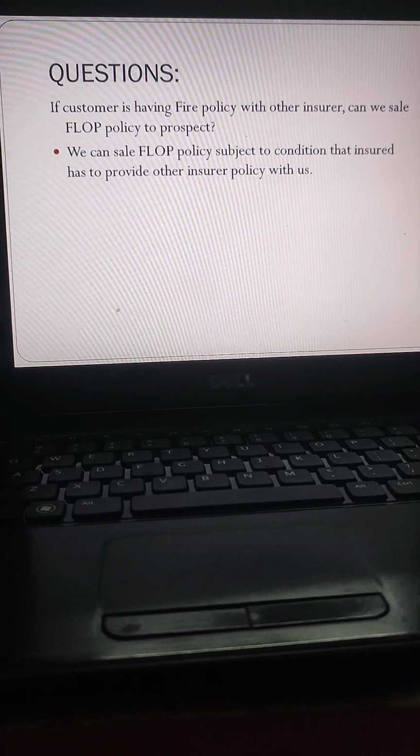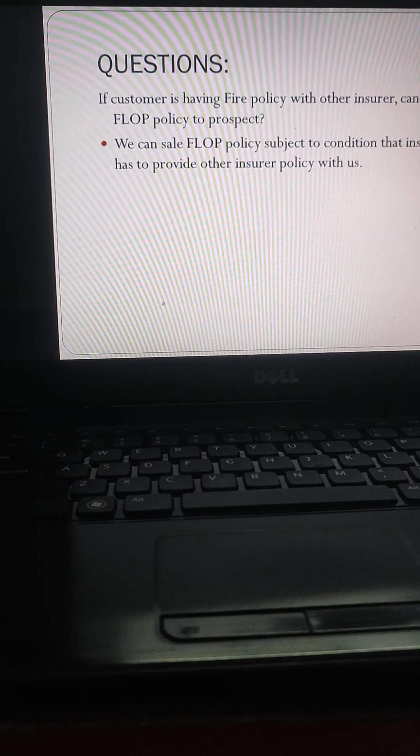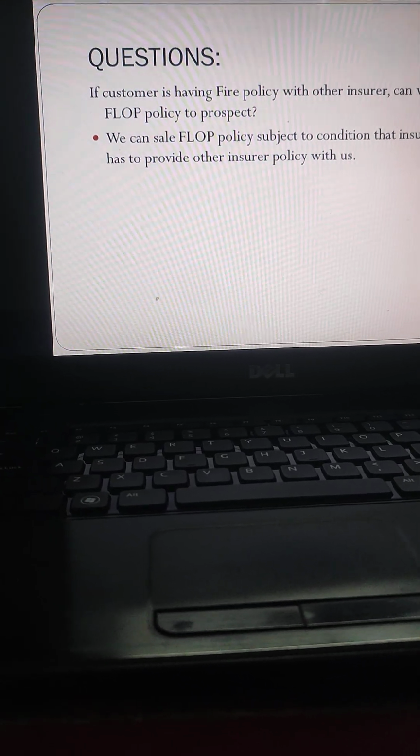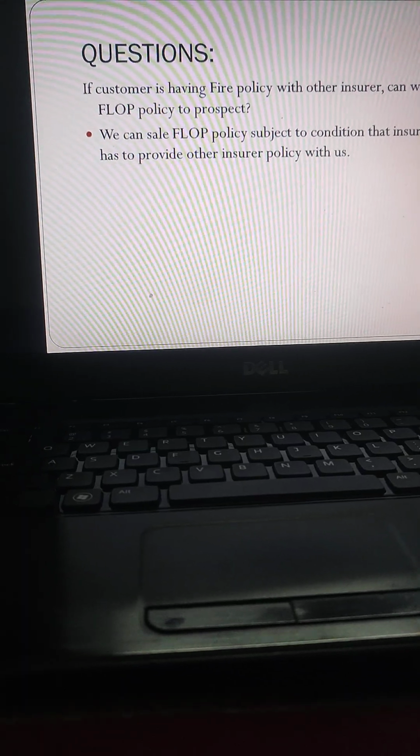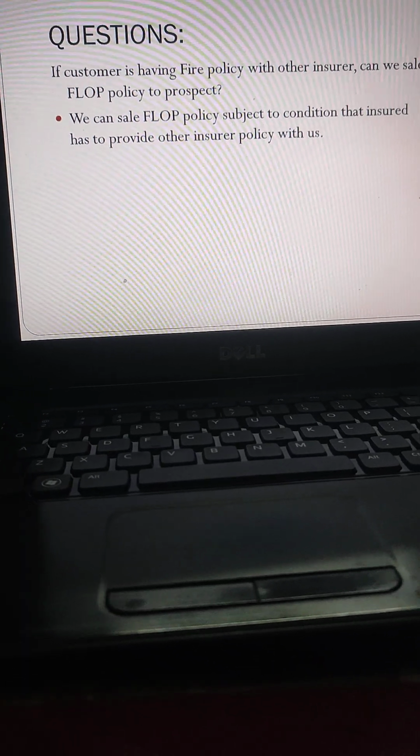Similar is the case with claims. If a customer is having a fire policy with another insurer, can we sell a FLOP policy? Normally we can sell a FLOP policy subject to the condition that the insured has to provide the other insurer's fire policy to us. Thank you. Thank you very much.